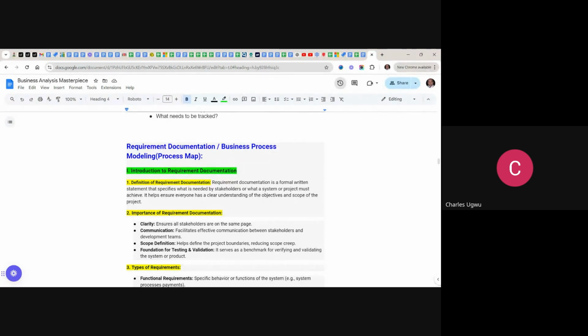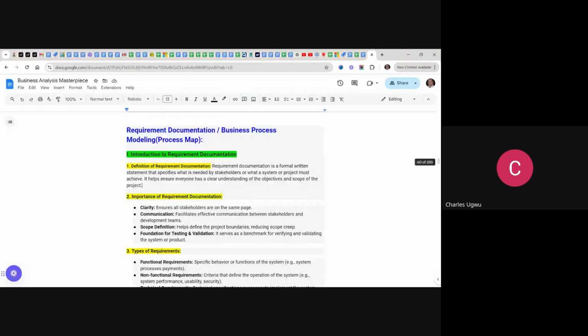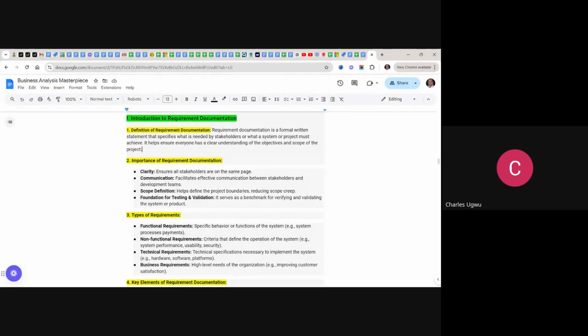The importance of this requirement documentation is to provide clarity. It needs to be clearly documented to ensure all the stakeholders are on the same page. After requirement gathering and documentation, you must make sure that all the requirements you captured and documented, you share back with the stakeholders for validation, for them to authenticate and approve that actually this is what we want, or this is what you captured from us.